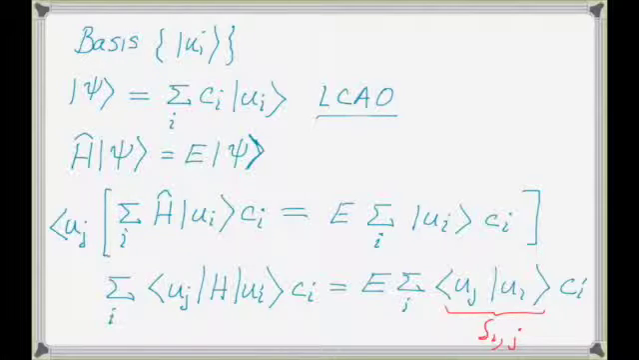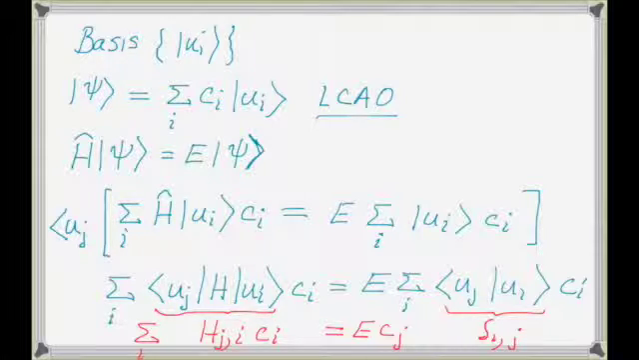Right? It's 1 when i equals j and 0 otherwise. This is just our Hamiltonian matrix element, H_ji. And so the right-hand side just becomes E C_j, and the left-hand side just becomes the sum over i of H_ji C_i, which is our eigenvalue equation for these complex number C's.